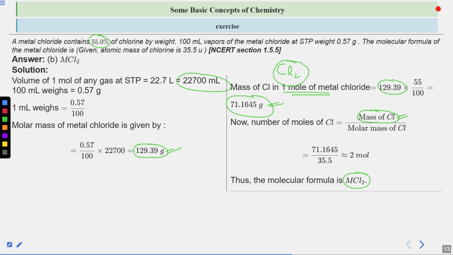So maybe if we put 22400, we will get the same value. So no issue in that. You can take it as 127.68. Still you will get the same answer as 2. Just try it by yourself. You will get the same value. You will get approximately 2. So no worry in that. You can take the value of 22.4 and that would be more correct.